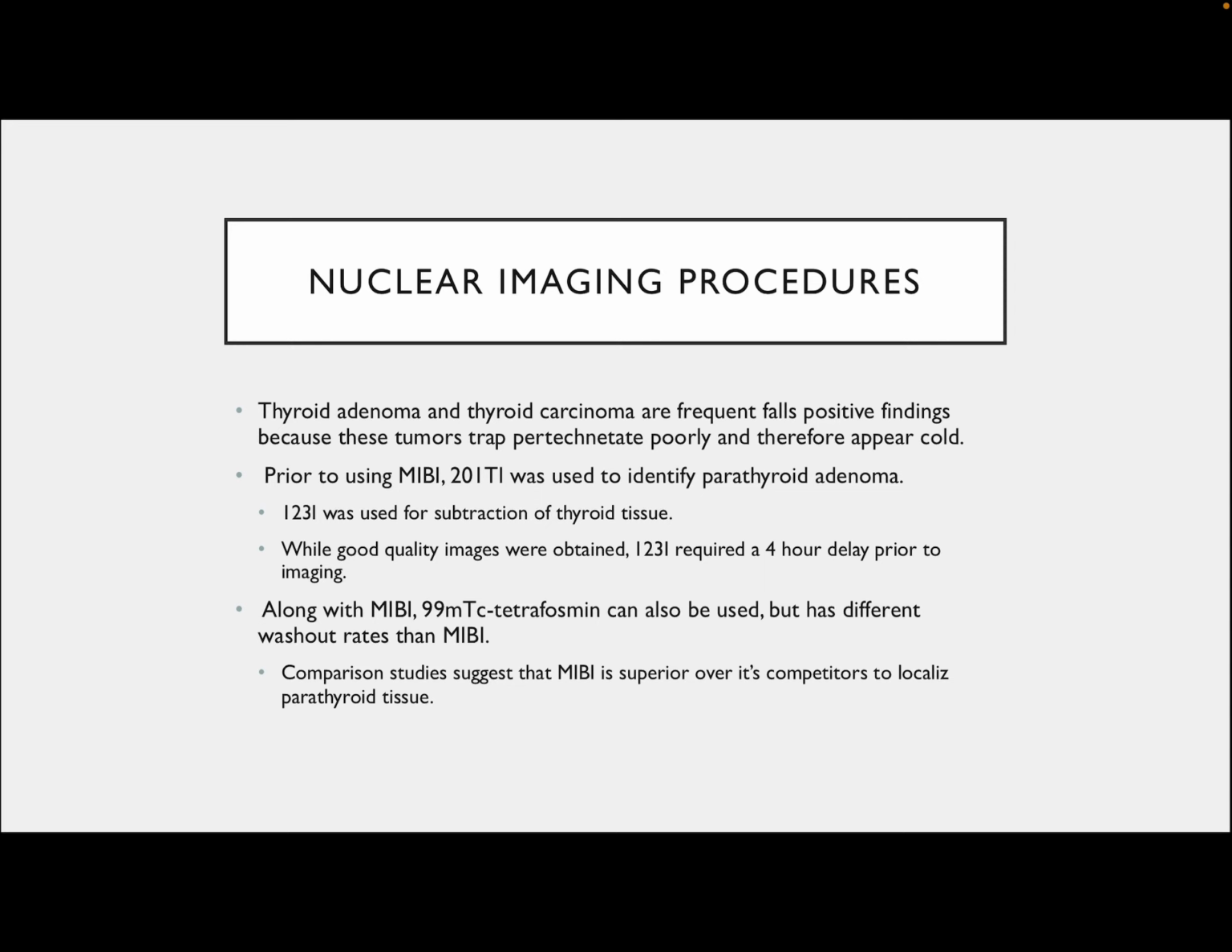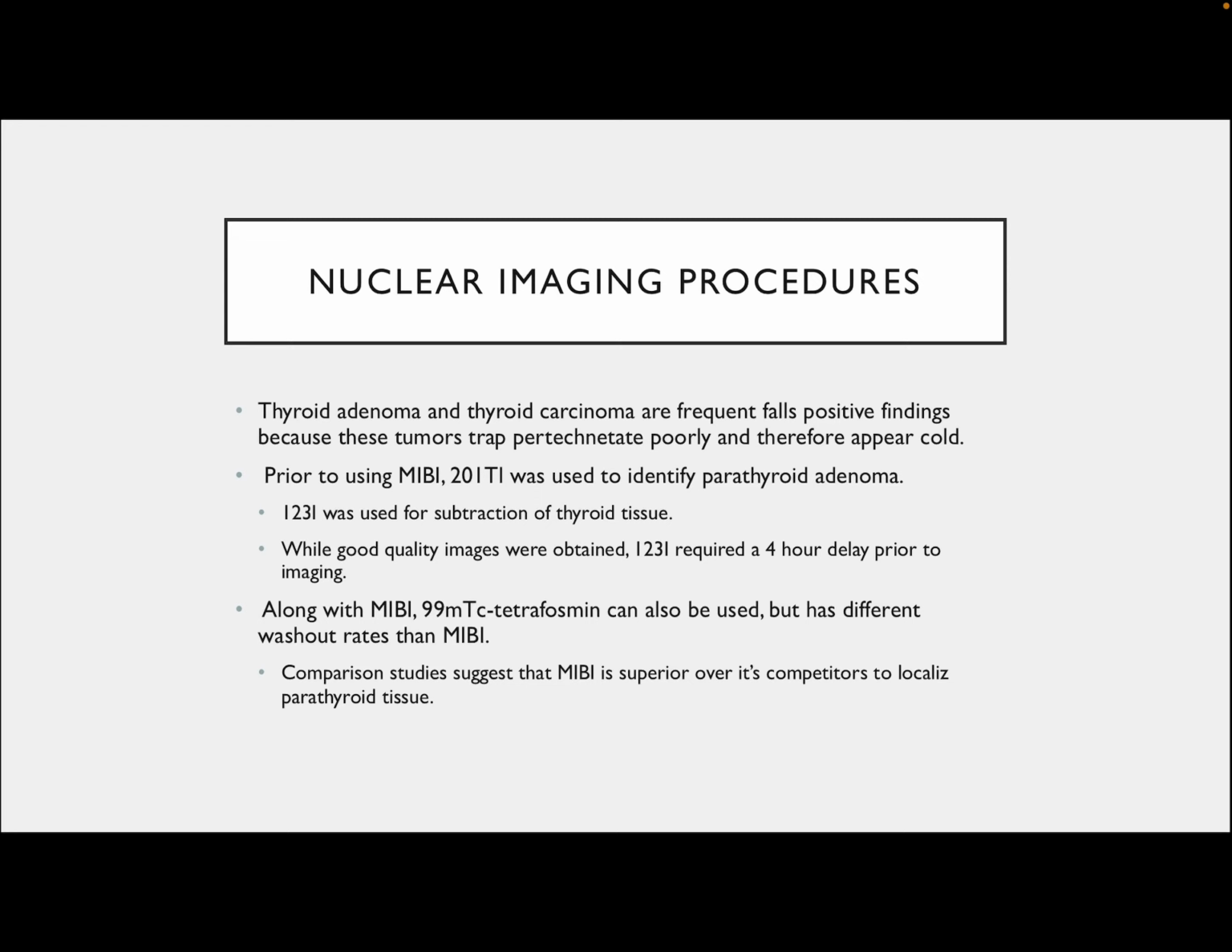Thyroid adenomas and thyroid carcinomas are frequently false positive findings because these tumors trap pertechnetate poorly and therefore appear as cold spots on the images. Even with this knowledge, thyroid adenomas and carcinomas cannot readily be distinguished from parathyroid adenomas by subtraction imaging. In fact, the situation is the same as the flip-flop phenomenon described for differential diagnoses of thyroid nodules.